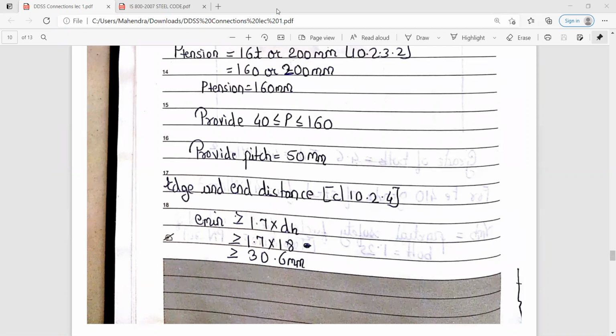In some books, they have taken the diameter of the hole as DH, and in some books, they have taken the diameter of the hole as D0 or DO.